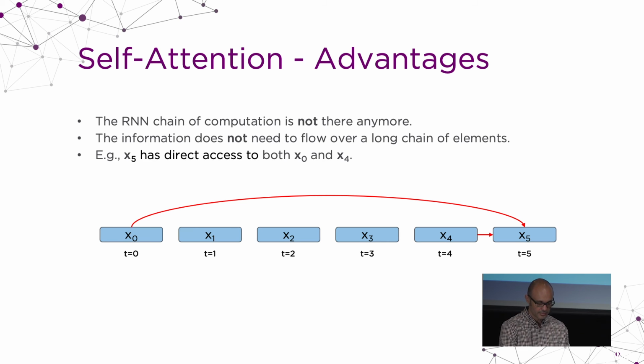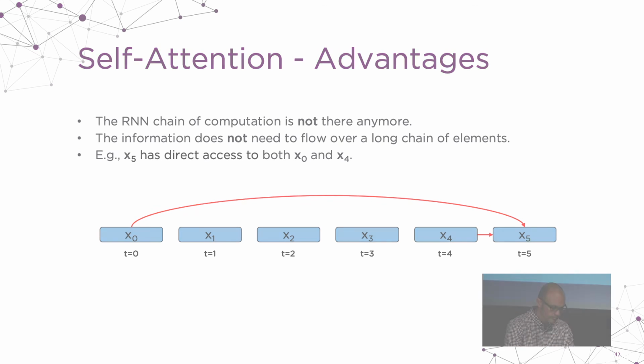So in the case of x5, we can say that x5 can get information from x4 and x0 in the same way. It's not anymore that x0 is penalized with respect to x4 just because it's far away in time. So you can see that here too, self-attention is providing some advantages.